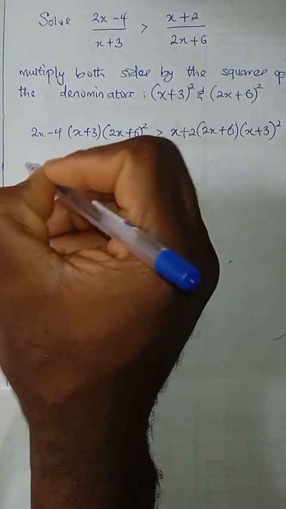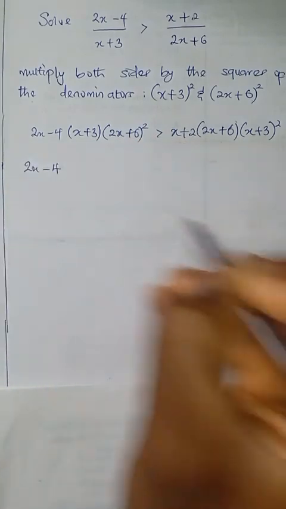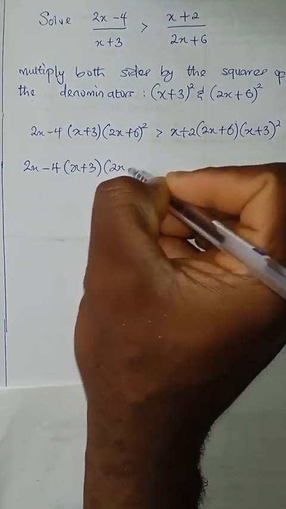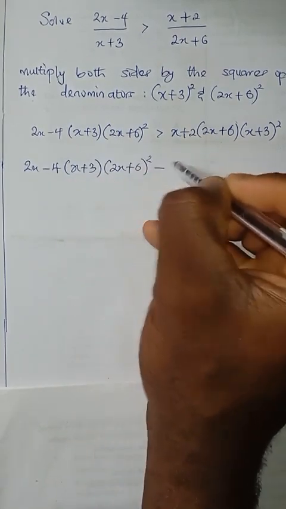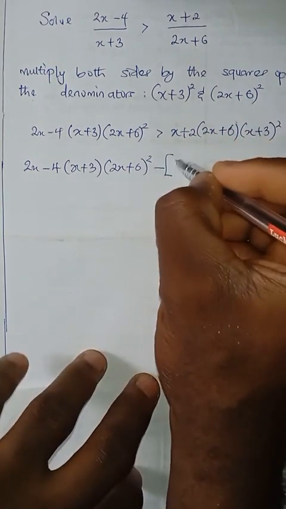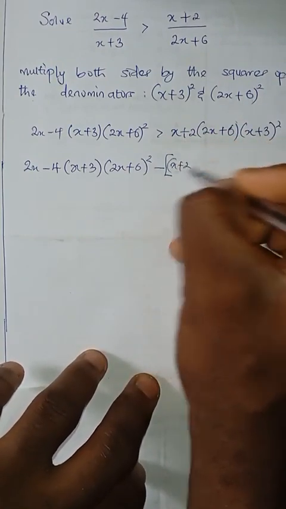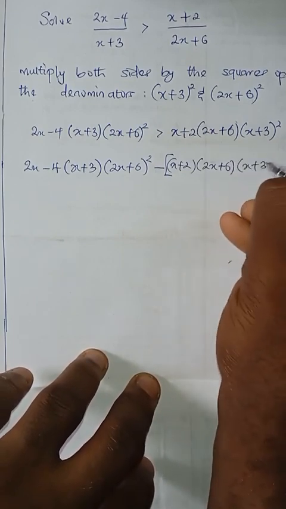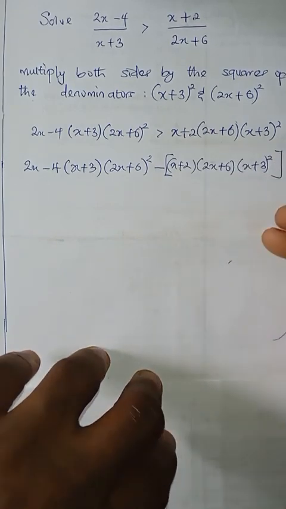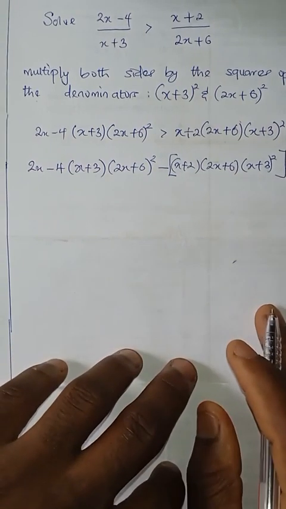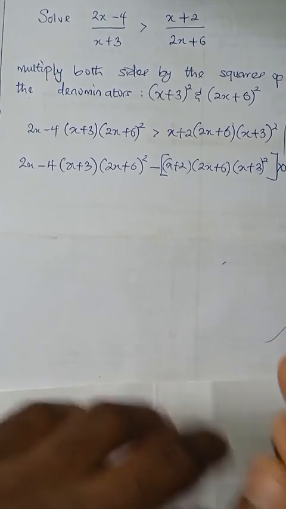So I'm going to have (2x minus 4)(2x plus 6) squared, minus everything here, because when it comes to this side their sign will change, so I'll just put them in one bracket: (x plus 2)(2x plus 6)(x plus 3) all squared. Everything is greater than 0. Alright, so we have something like this.